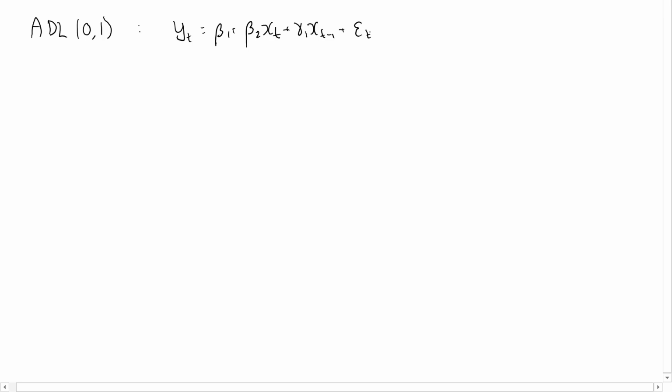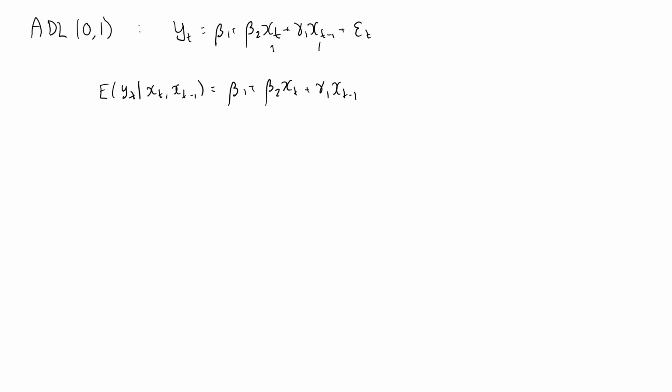If both of these variables, xt and xt minus 1, are exogenous, then we know that the expected value of yt conditionally on xt and xt minus 1 is the part between the equal sign and the error term. So that's beta 1 plus beta 2 xt plus gamma 1 xt minus 1. That's the value I would expect for yt conditionally on knowing the values of x today and xt minus 1 in the previous period.